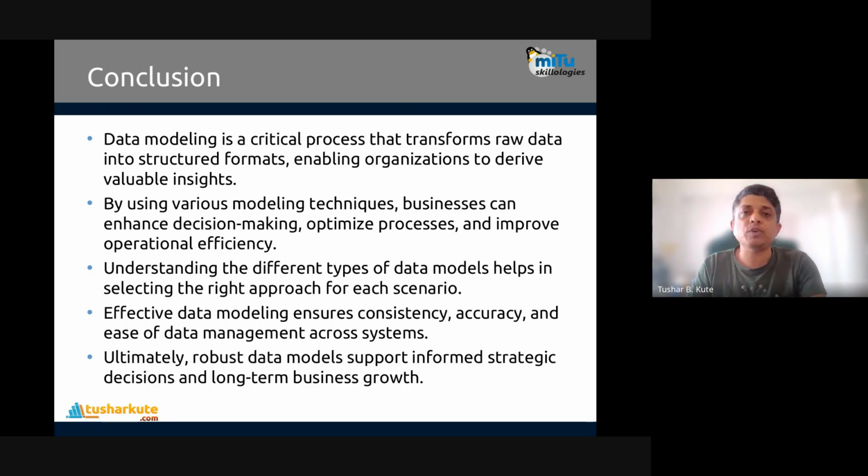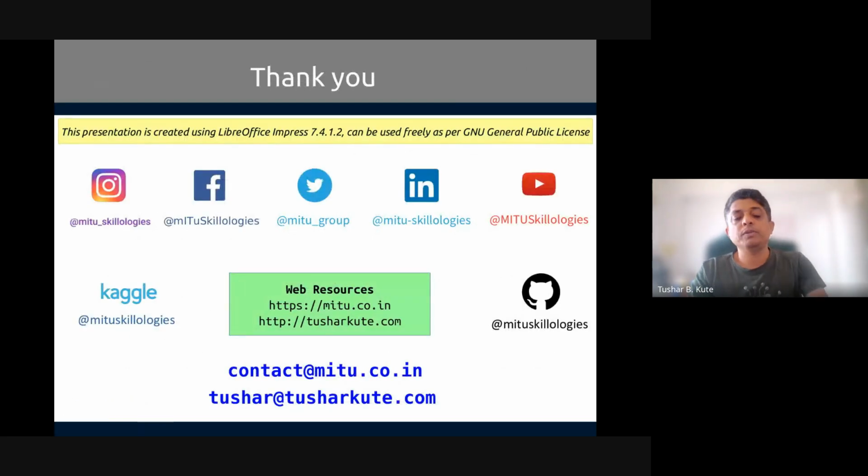Fine. So all these things are required for understanding and building the models. Let's come to the conclusion. Whatever we have learned about data modeling is a process that transforms raw data into a structured format, which enables organizations to derive valuable insights. This modeling enhances decision making, optimizes processes, and improves operational efficiency. That's what we basically require. And definitely, robust data models support informed strategic decisions for long term business growth. That's what we are understanding technically from the terms we have learned. This is exactly what data modeling concepts mean.